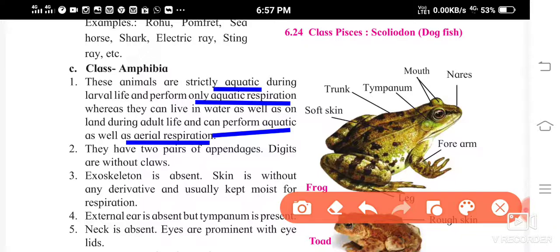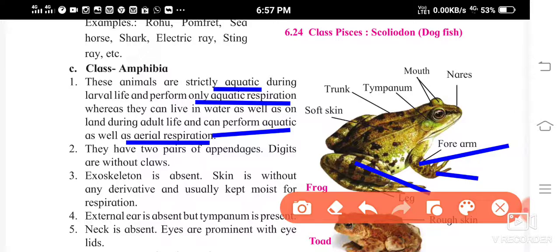They have two pairs of appendages. Digits are without claws. Okay, so they have two pairs. You can see here 1 and 2, right? Yes. So they have two pairs of appendages. Digits are without claws. You can see here there is no claw present. So digits are not having any claws.